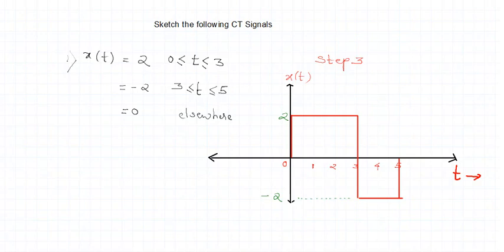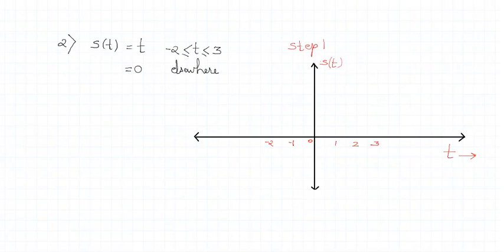Now let us try the next example. I have given the next example, s(t). Note it down: s(t) is t from -2 to 3, and it is 0 elsewhere. So I want you to think on this. How would the plot of this particular signal look like? s(t) is t from -2 to 3, and s(t) is 0 elsewhere.